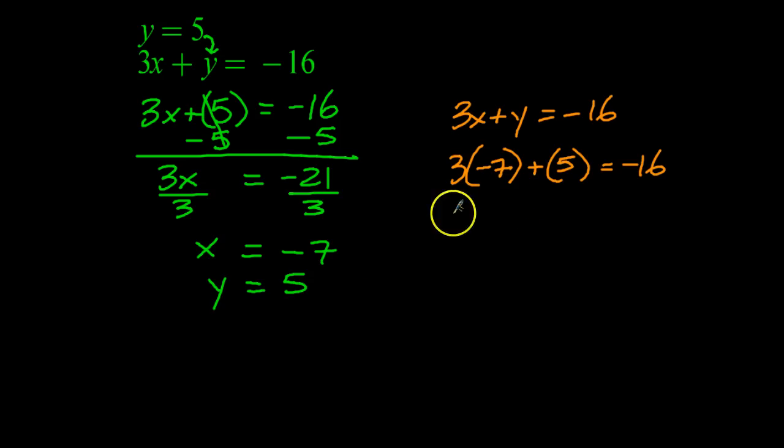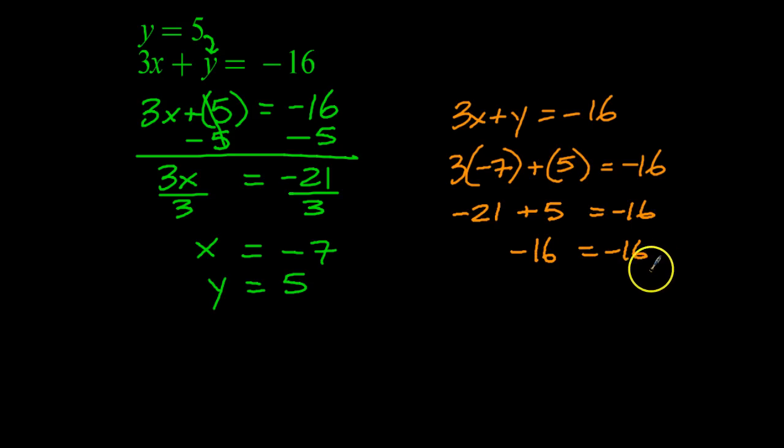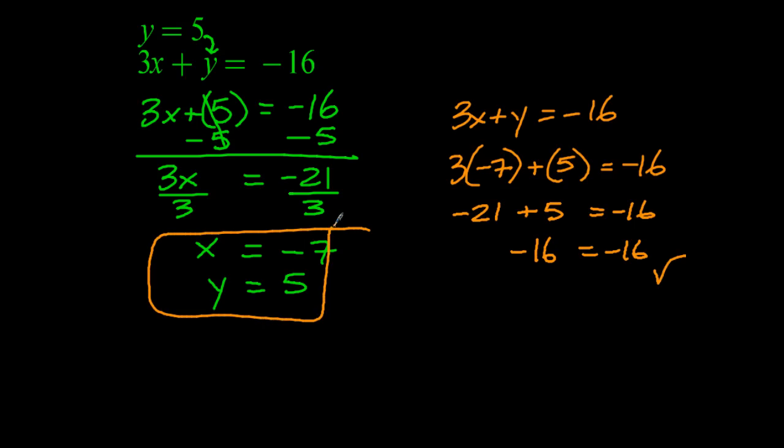So 3 times negative 7 is negative 21 plus 5. Does that equal negative 16? And yes, it does. So negative 16 is negative 16. Both sides are equal to each other. They're saying the same thing. There's my solution. Okay. So if I were to graph this, the two lines would intersect at negative 7, comma 5. All right, just another way of doing it.